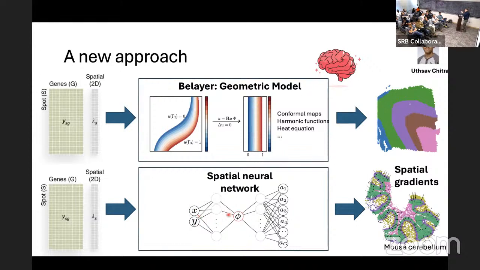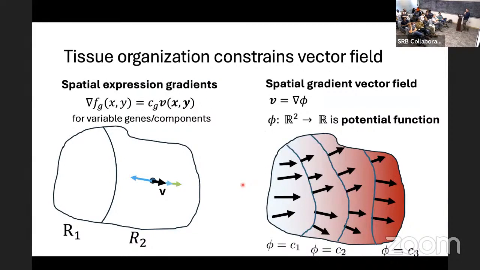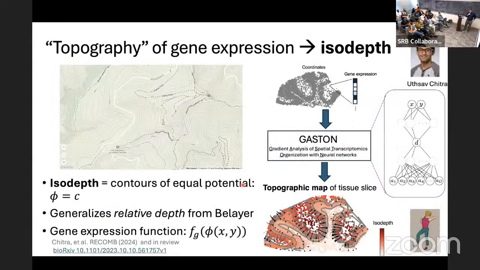So by setting this up this way, what the model's learning is first the geometry in this first part: how do you describe this single coordinate? And then how do you describe expression as a function of the single coordinate? So we sort of have an interpretable network. Now, I'm not going to do the calculus interlude because it's a sophisticated audience. I'm going to show you the analogy they use for this single variable function. This is what we call the topography of the tissue slice.